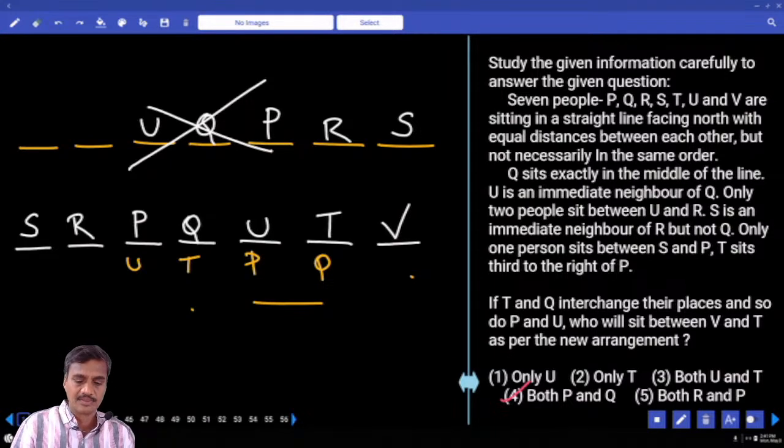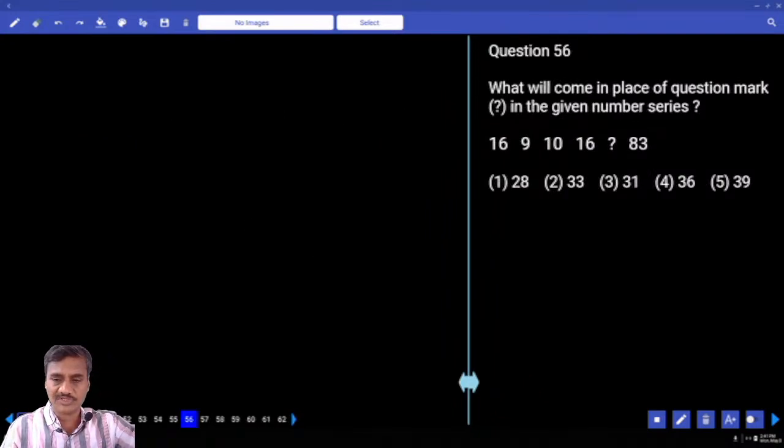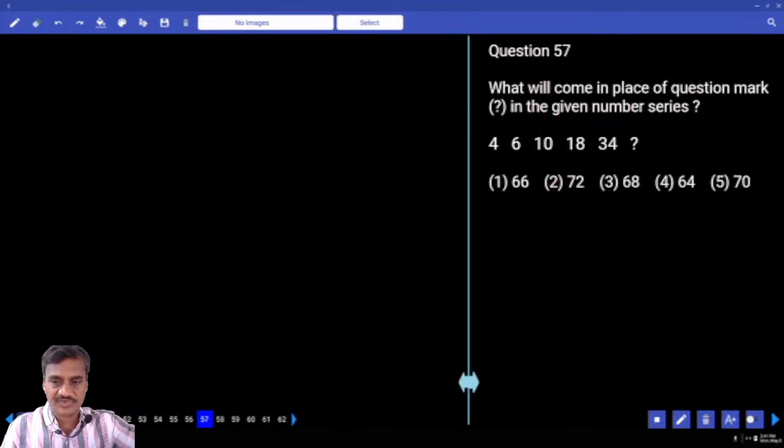56. Coming to question number 56, 16 and 9. Number 1 should decrease. From there onwards it is increasing. Hence it must be 8 times 0.5 plus 1, then 9 times 1 plus 1, then times 1.5 plus 1, then times 2 plus 1. 16 times 2, 32 plus 1, 33. Choice 2, question 56. Then 57.